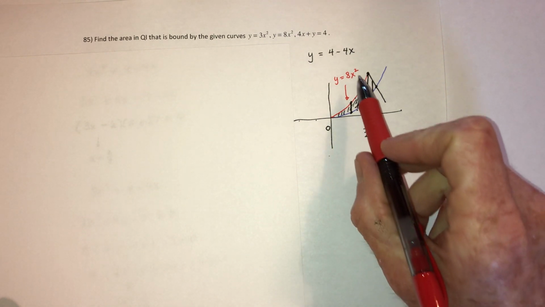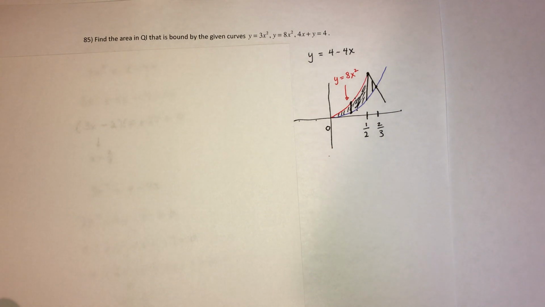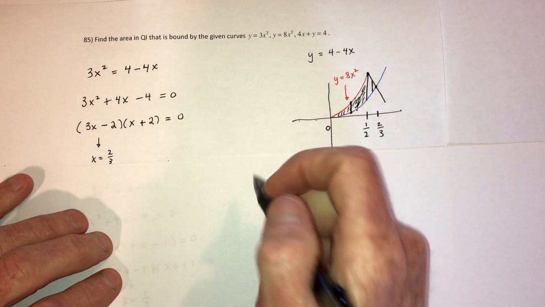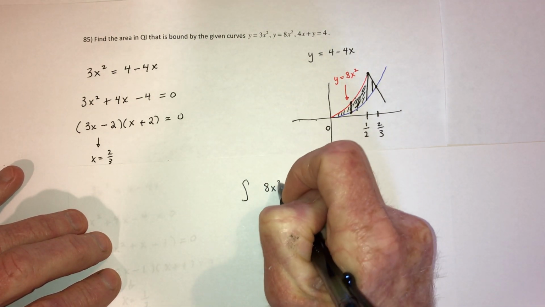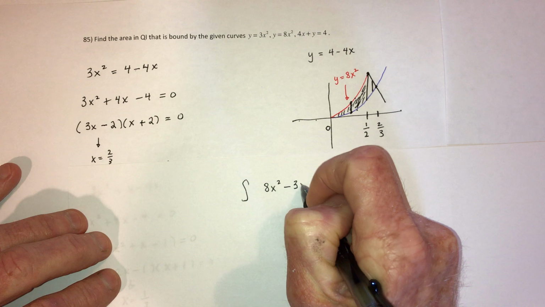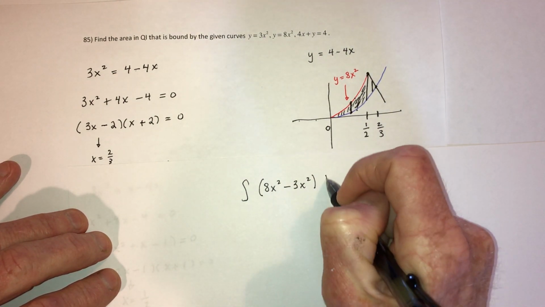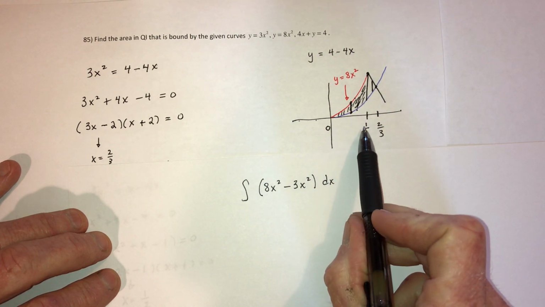So to find the area, you need to have the top one minus the bottom one. So that means that we need to integrate. The top one is 8x squared minus the bottom one is 3x squared. And then that needs to go from 0 to 1/2.